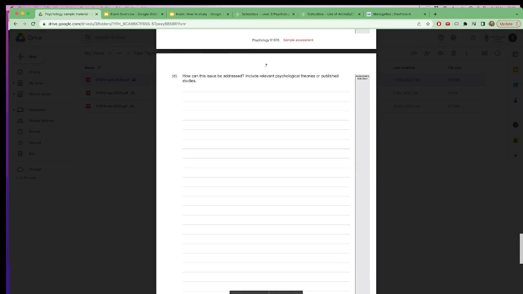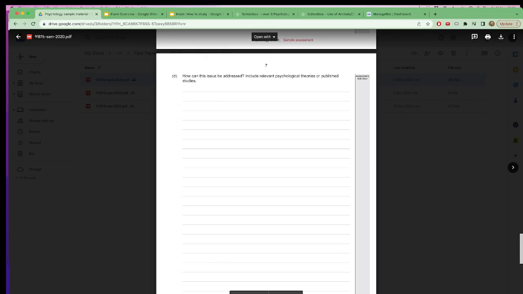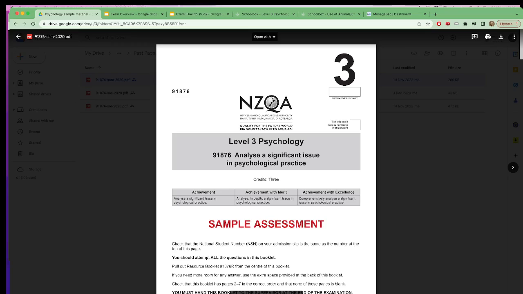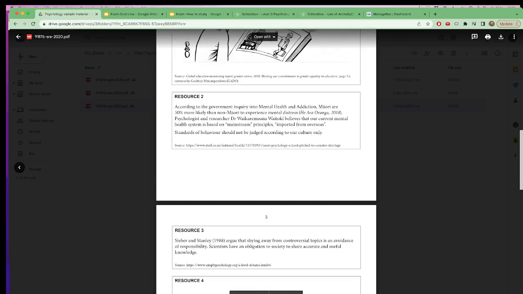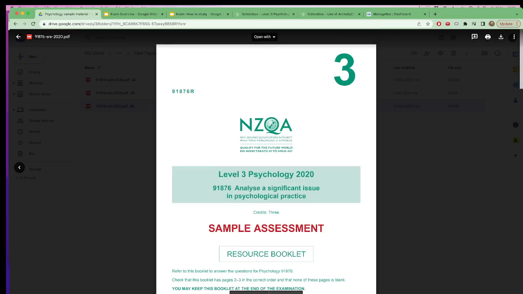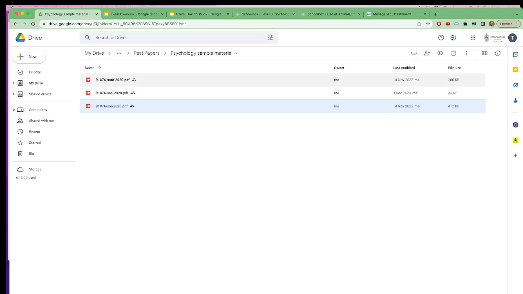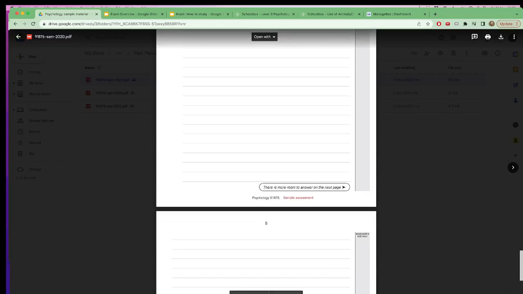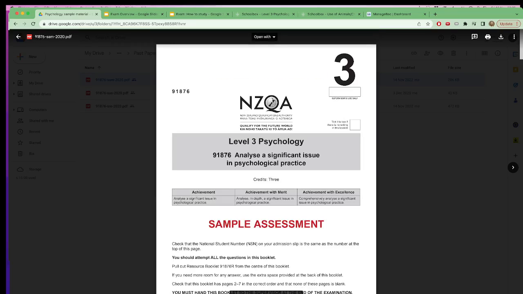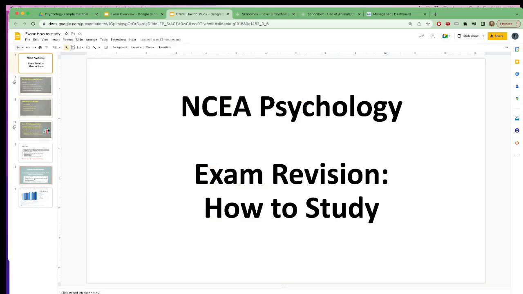And then finally, how can you address it? You could maybe talk about theories or published studies in this last question. So hopefully that gives you an idea of what to expect. You're going to get a resource booklet. You find the resource that relates to the issue that you've prepared for, and then you answer the 3 or 4 questions, based on how they format the exam this year. In the next video, I'm going to explain my tips on how to study for this exam.